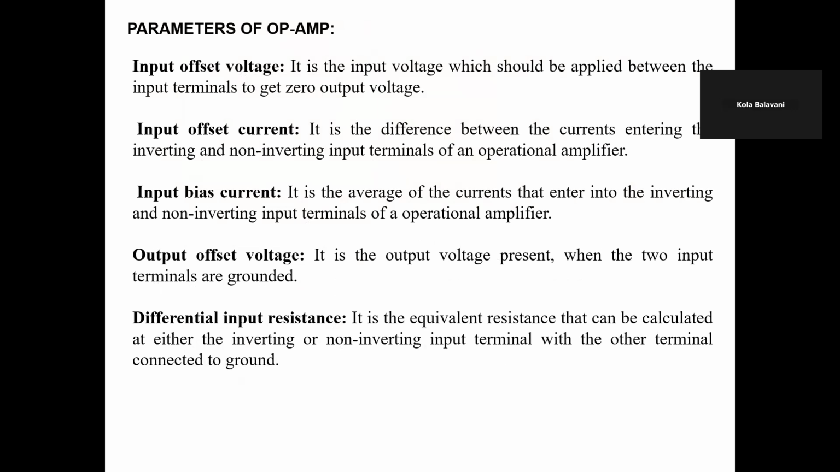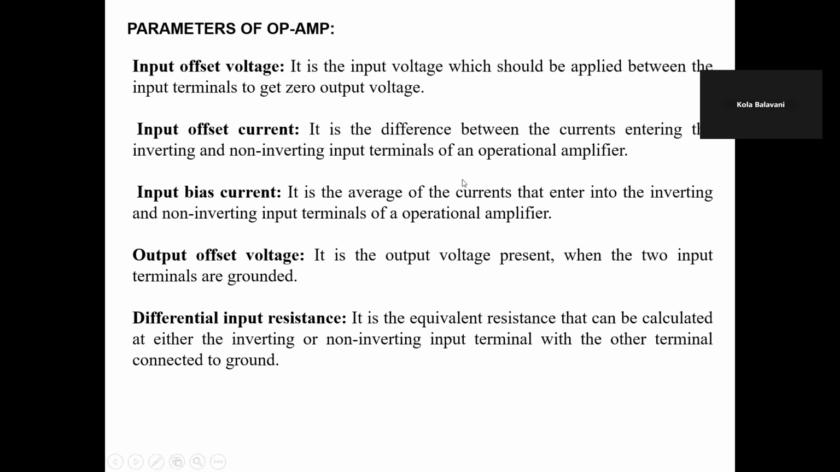And coming to the parameters of the operational amplifier. The different parameters are input offset voltage, offset current, bias current, and output offset voltage. Input offset voltage is the input voltage applied between the two input terminals to get zero output voltage. That is, to nullify the output voltage, we apply some input voltage between the two terminals. That is the input offset voltage.